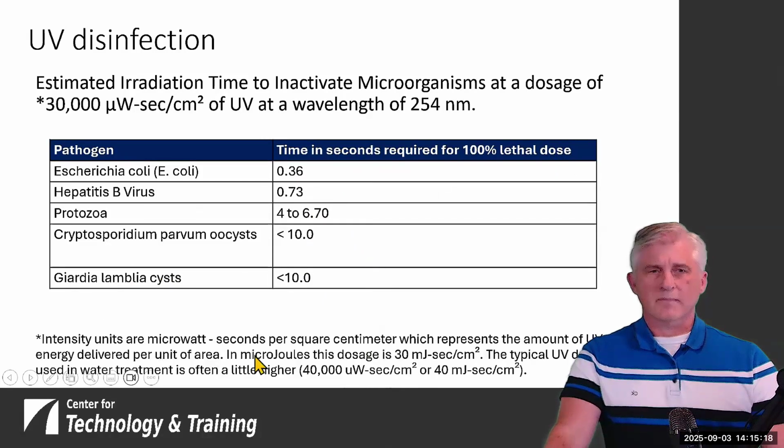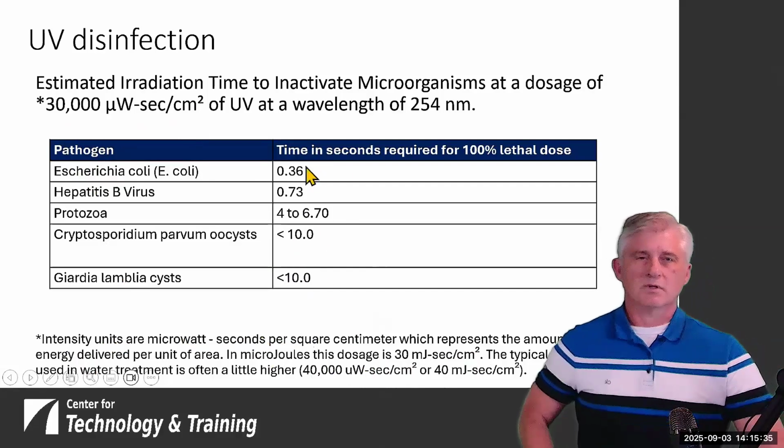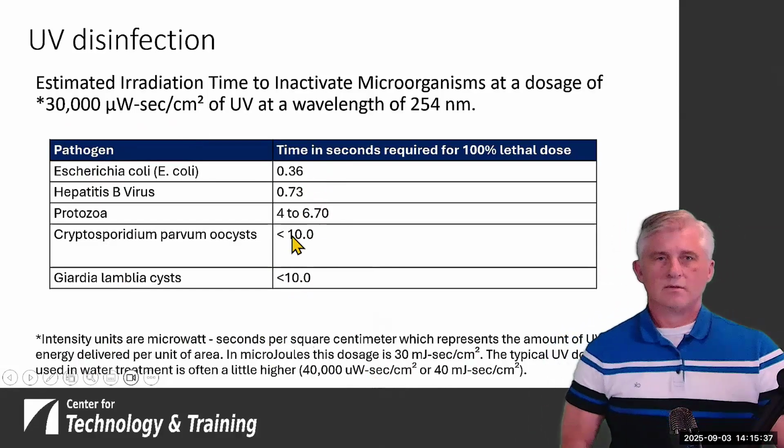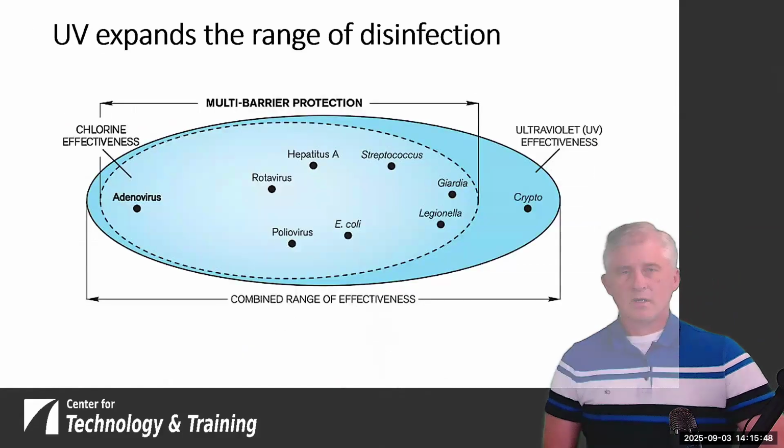And this table shows it at 30,000 microwatt seconds per square centimeter. And most dosages are actually a little higher. So these numbers in actual use in a plant would potentially be lower than that because we're using a higher dosage. So as I said, the takeaway from this is that it's typically pretty quick.